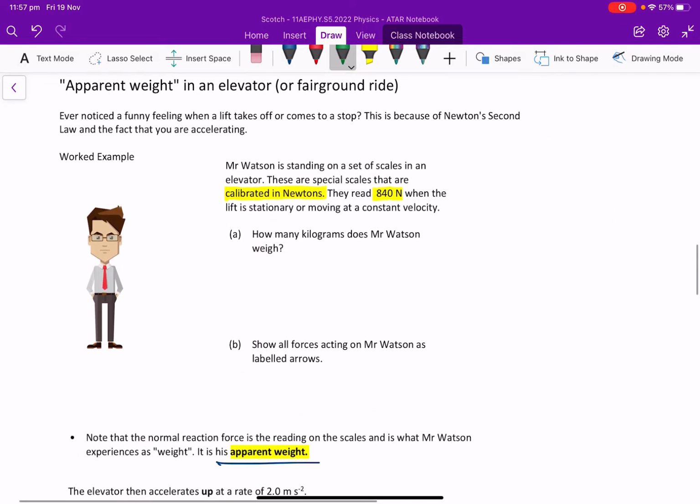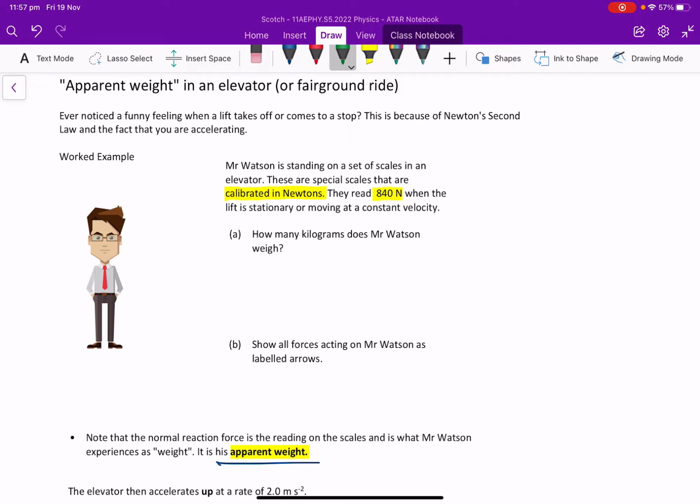Apparent weight. Have you ever noticed that funny feeling in a lift when it takes off, especially a really powerful lift, like a lift that's going to a really, really tall building in the city? You won't get this sensation in the lift in the science block. I've tried it. There's no point in us doing an experiment, all right?